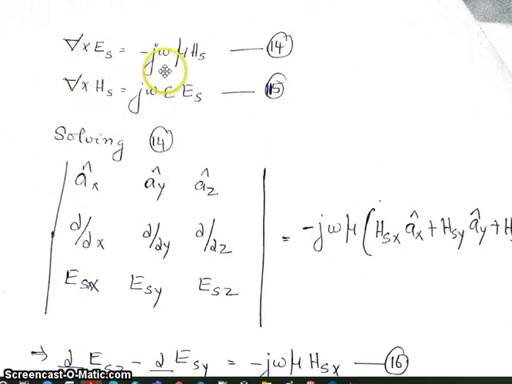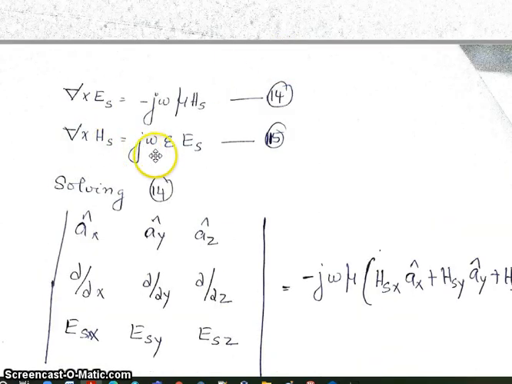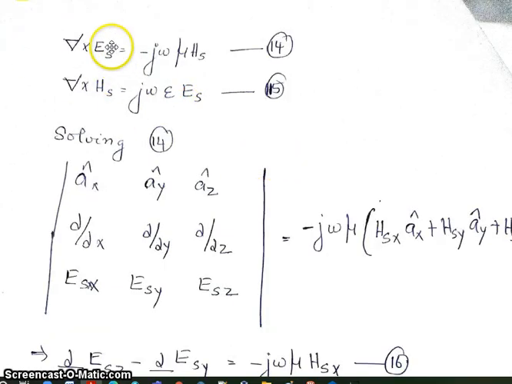Del cross Es is equal to minus j omega mu Hs, equation 14, and del cross Hs is equal to j omega epsilon Es, equation 15. And del cross E means the cross product, which you can write as a determinant: Ax, Ay, Az, dou by dou x, dou by dou y, dou by dou z, Esx, Esy, Esz. That is equal to, the right hand side, minus j omega mu into Hsx Ax, where a cap represents a unit vector, plus Hsy Ay plus Hsz Az.